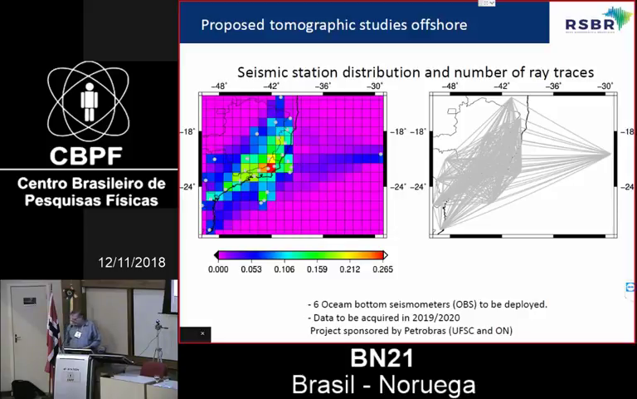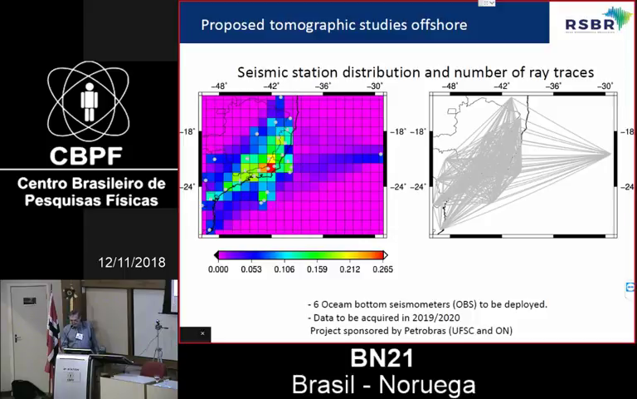The work now that you are planning in the offshore, you have now a project with Petrobras together with Federal University of Santa Catarina, and you'll be installing these six stations, OBS, ocean bottom seismograph, broadband seismograph down here. They will stay for at least 1 year, and the idea is to do similar work as you shown in the previous examples. And in this picture here, showing the trace that are possible.